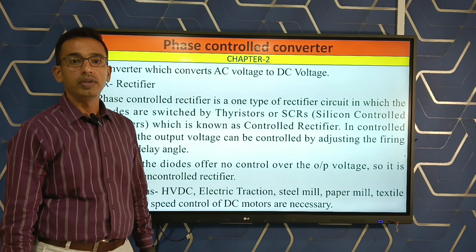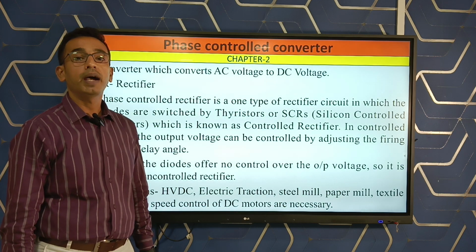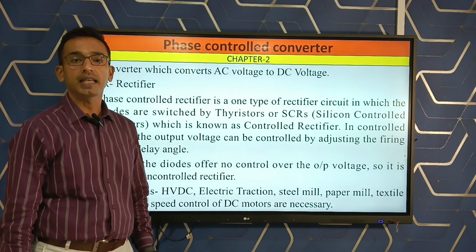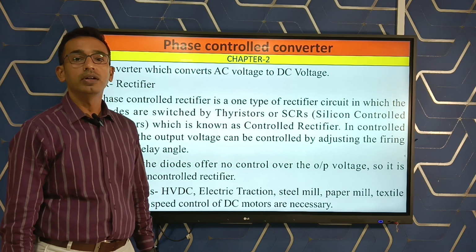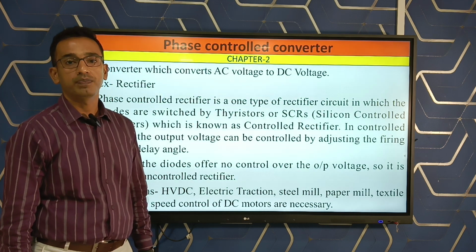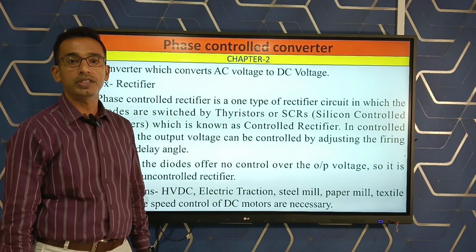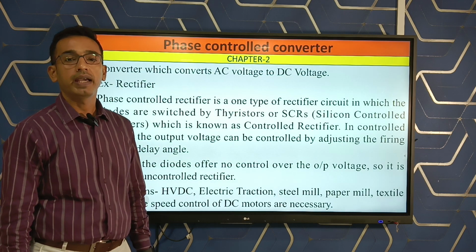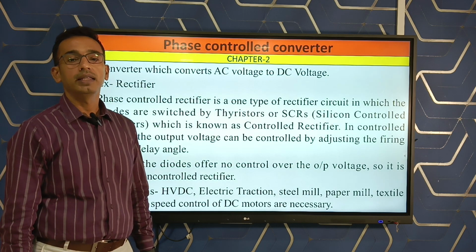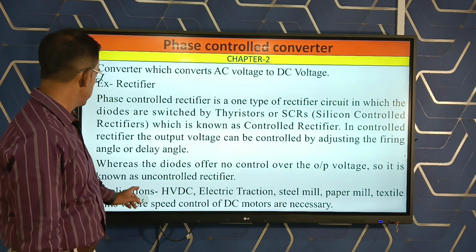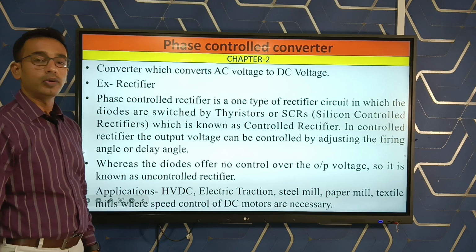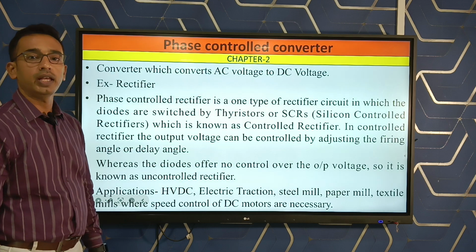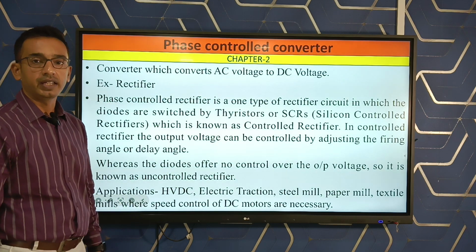And how does the thyristor give controlled voltage? By the firing angle, the delay angle, called alpha. By adjusting this angle alpha, we can get the controlled output voltage. The output voltage is a DC voltage because it is a rectifier. The DC voltage can be controlled by adjusting the firing angle of the thyristor. The diodes offer no control over the output voltage, so it is called an uncontrolled rectifier.